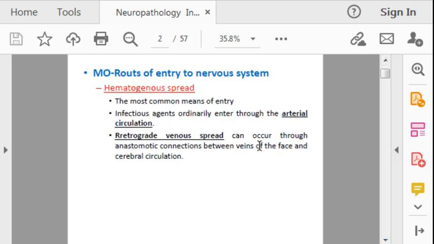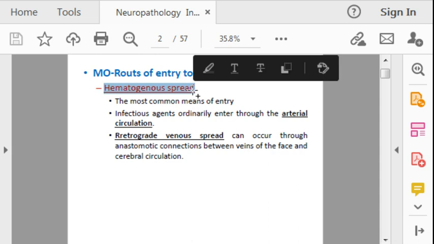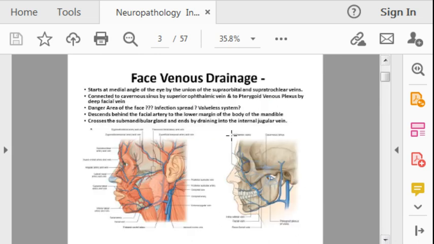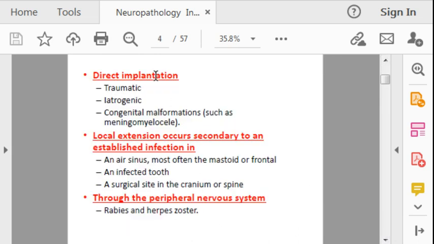First of all, you have to understand how a microorganism reaches the central nervous system. This occurs either through a hematogenous route, or through direct implantation, or due to local extension secondary to an established infection in a nearby site, or through the peripheral nervous system.